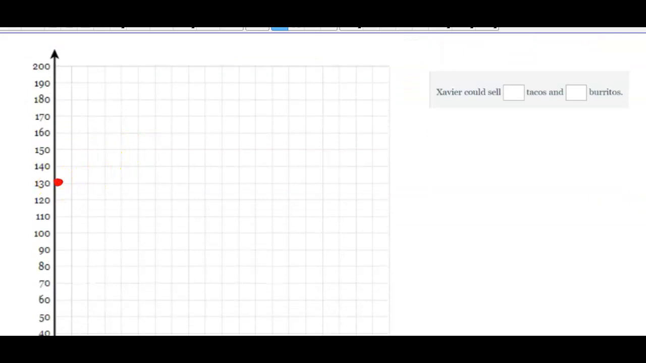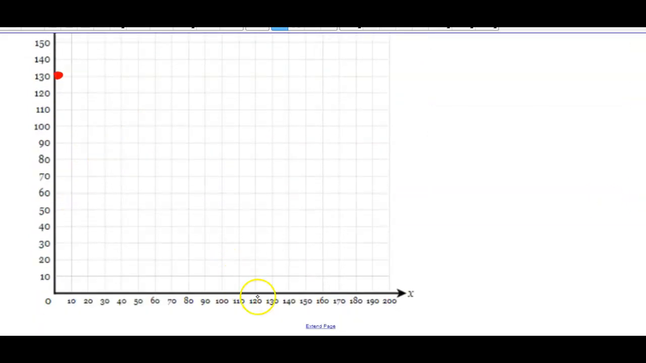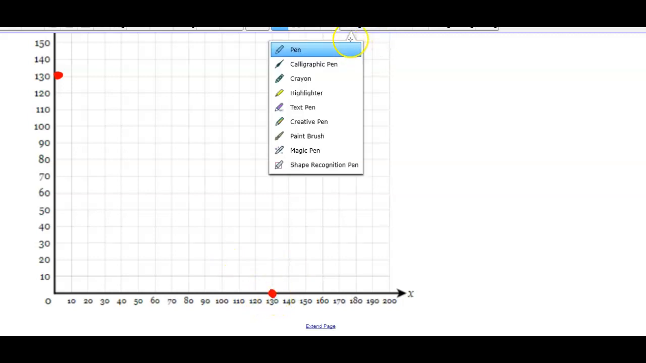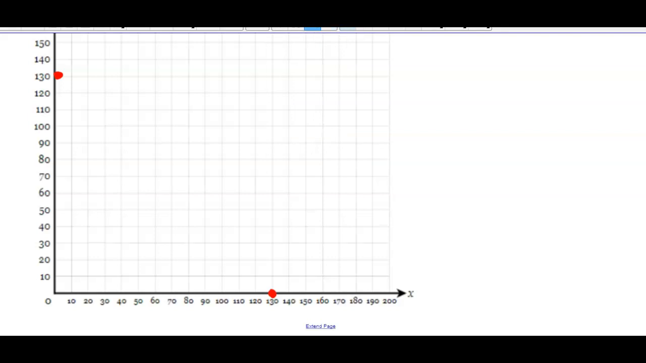130 here. It would cross at 130 down here. I'm going to cheat and use my line tool because I want this to look nice. And it said less than, so he needs to be underneath that. Oh, I shouldn't have done those in black. All right. Scroll back up here.